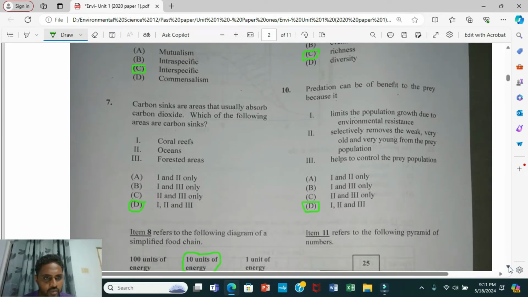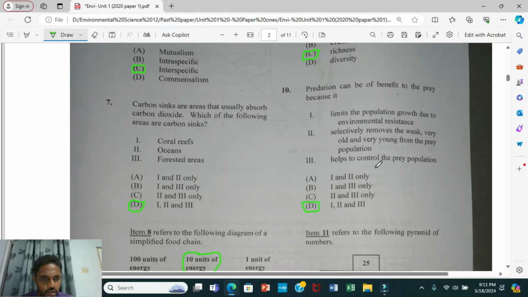Predation can be of benefit to the prey because: 1. It limits the population growth due to environmental resistance. 2. It selectively removes the weak, very old, and very young from the prey population. 3. It helps to control the prey population. Of course, all three of them would be the answer, which is D.